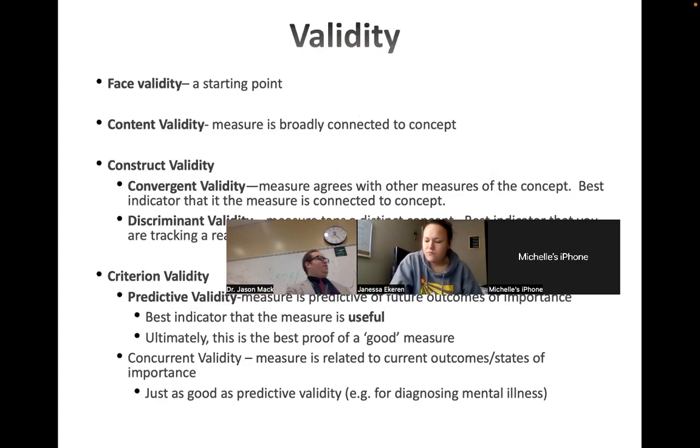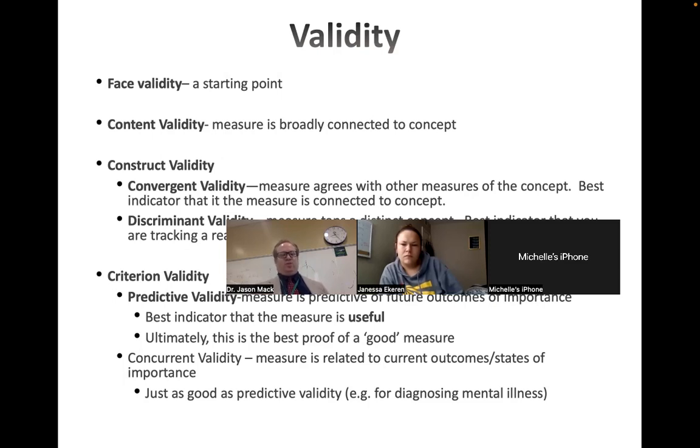So validity, face validity, starting point, it's meaningless. It's just like logic. Construct, content validity, measure is broadly connected. Construct, convergent, it agrees with other measures. Subjective well-being, happiness, like ways you might measure those things, so they all lead to the same road. Discriminant validity, we're looking at 2 things kind of separately, and we're measuring them apart from each other. We're discriminating on the two different measurements. Criterion validity, that's that regional accreditation in many different states. Predictive validity, because it does predict future outcomes. And concurrent validity, measures related to current outcome states of importance.